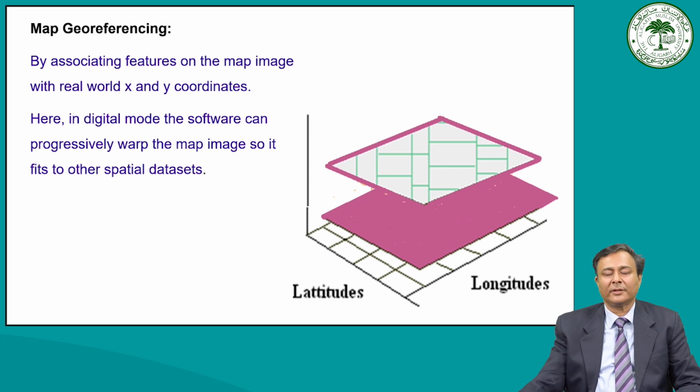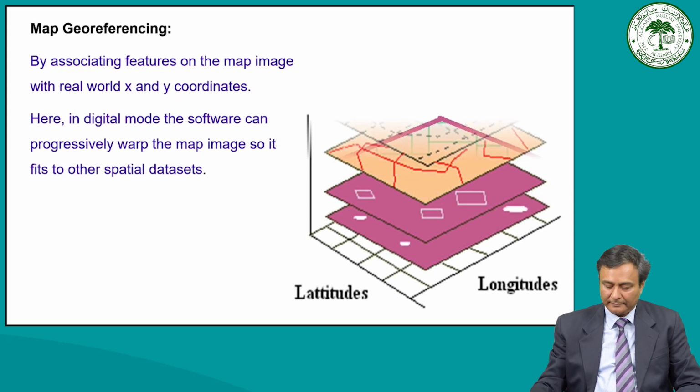So this means georeferencing is done with identifying common points, the locations which we call ground control points. So the georeferencing is done by associating features on the map image with real world X and Y coordinates. Here in digital mode, the software can progressively warp the map image so it fits to other spatial data sets. So that is how the georeferencing is being done.